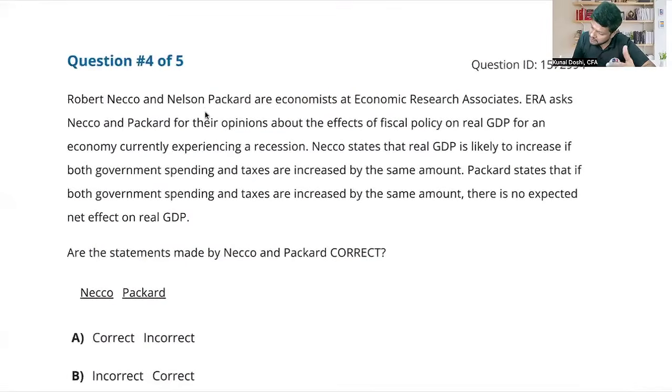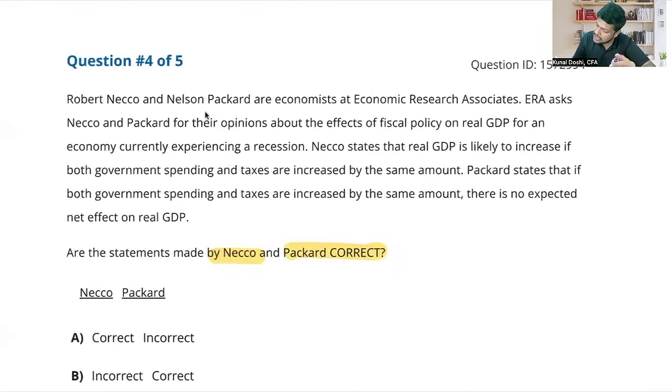Question number 5. Are the statements made by Nico and Packard correct? So we'll see the statements. Both of these guys are research associates. ERA asks them for opinions about the effect of fiscal policy on real GDP for an economy currently experiencing a recession. Right? What is the statement? Nico states that real GDP is likely to increase. Real GDP means aggregate demand. If both government spending and taxes are increased by the same amount.